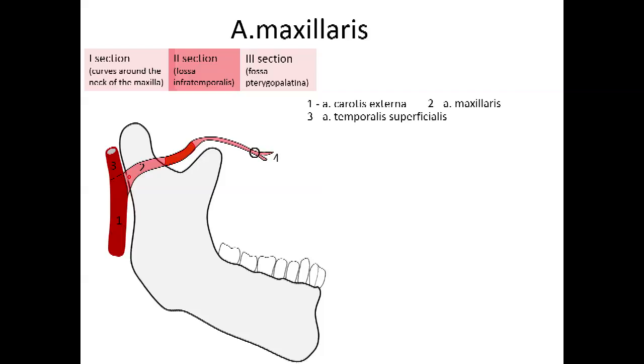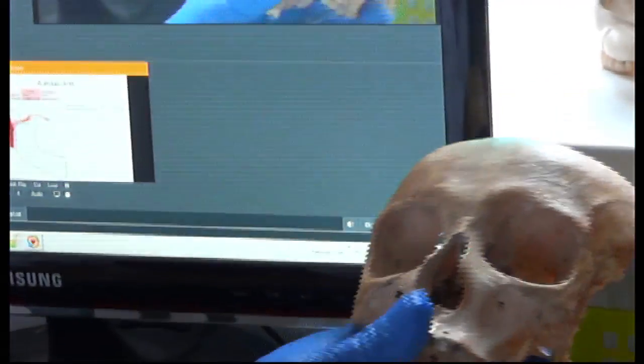And now the very last branch of arteria maxillaris, number 4. What is it? Number 4 is arteria infraorbitalis. I use this small circle to demonstrate foramen infraorbitalis, and through it arteria infraorbitalis passes. Let's try to find it in our specimens.